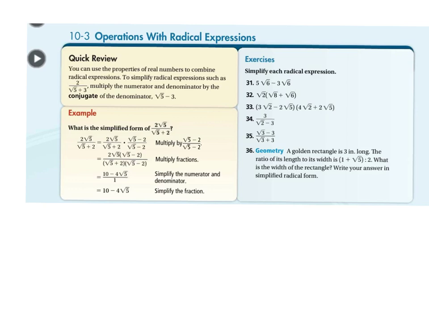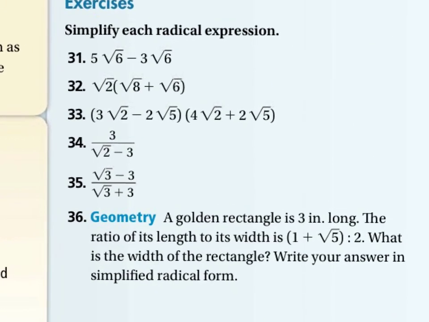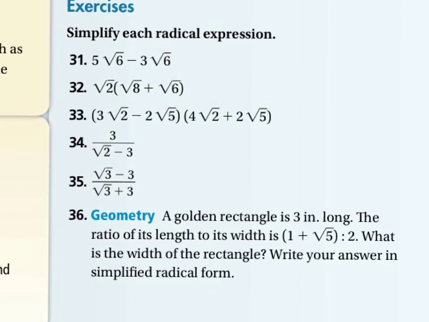Section 10.3, we are looking at operations with radical expressions. So the first thing we're doing here, we're trying to simplify the radical expressions. If you look at 31, both of those have square root of 6 next to them, so they're kind of like terms that we can combine together. So that would be 2 times the square root of 6. There's nothing more we can do to simplify that.